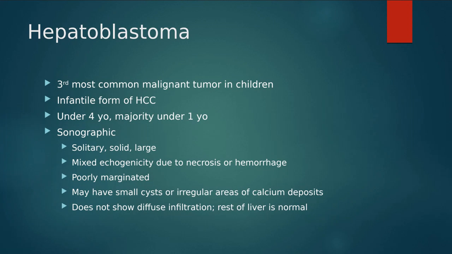On ultrasound, it's going to appear similar to the adult form: solid, large, mixed echogenicity depending on how large it gets and if it undergoes necrosis or hemorrhage, poorly defined margins, could have calcium deposits, again, depending on how old, or areas of cysts. It's not going to show diffuse infiltration, so this means that the rest of the liver is going to look normal.